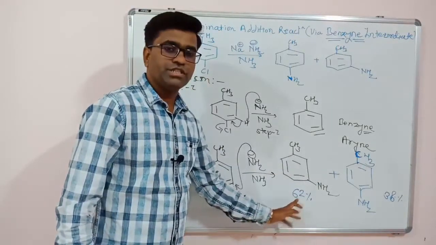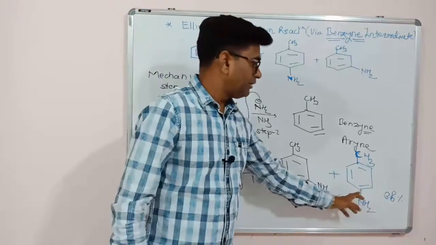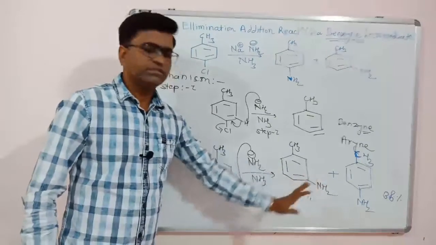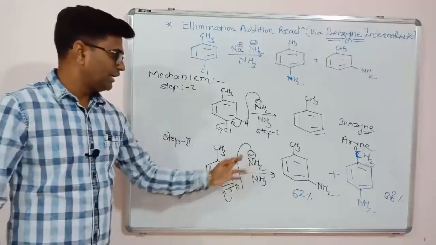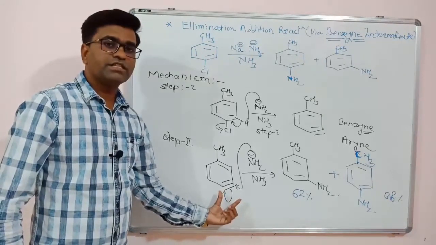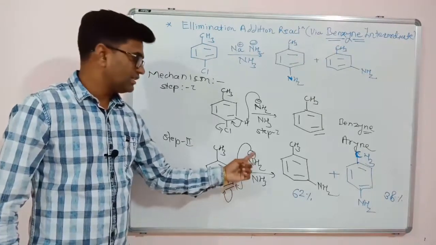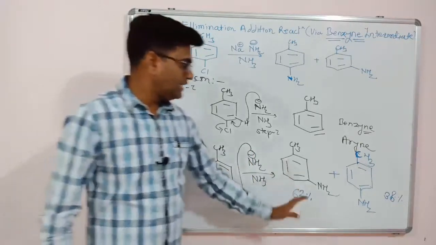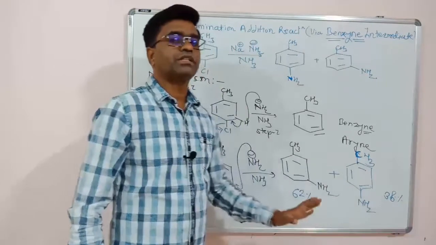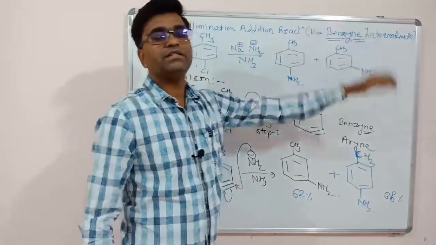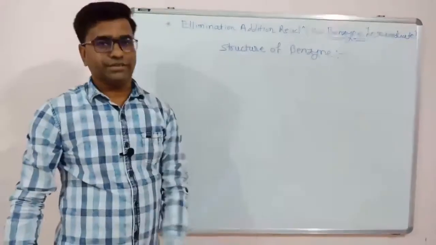this meta substitution the major product, while para substitution is a minor product. Both products we will get in some quantities, because there are two chances. This alkyne is not symmetrical, this is unsymmetrical. So there is a chance this NH2 either attacks over here or attacks over here. That's the reason we are ending with these two products in this reaction, because we are getting this benzyne as an intermediate. Friends, now we will learn the structure of benzyne.